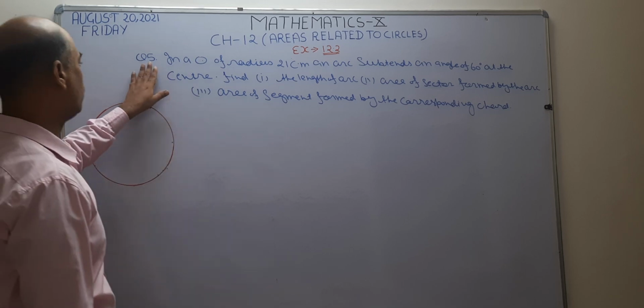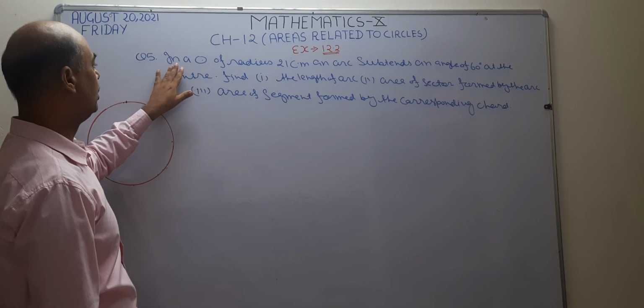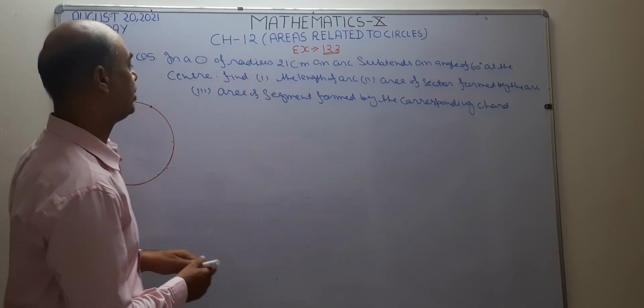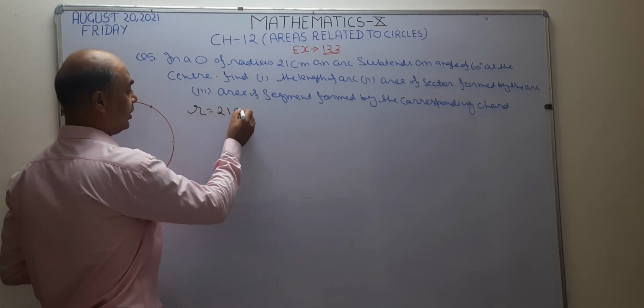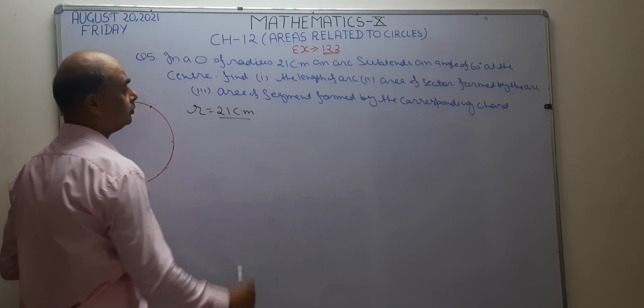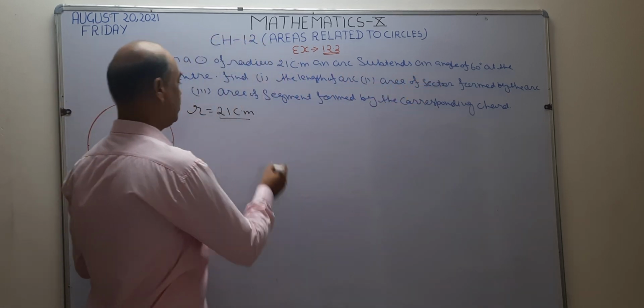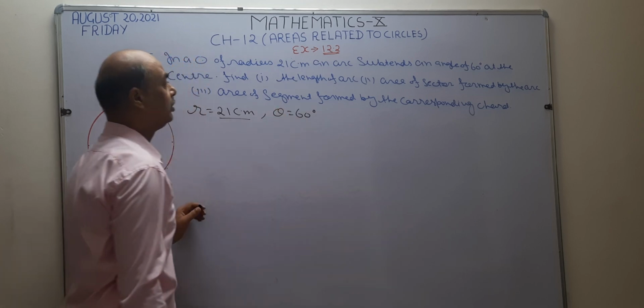Now we are going to start question number 5 of exercise 12.2. See what is given in this question. In a circle, one circle is given, radius is 21 centimeter, means r is given. Right here r is 21 centimeter. And it subtends an angle of 60 degree, means theta is given. Theta is equal to 60 degree.